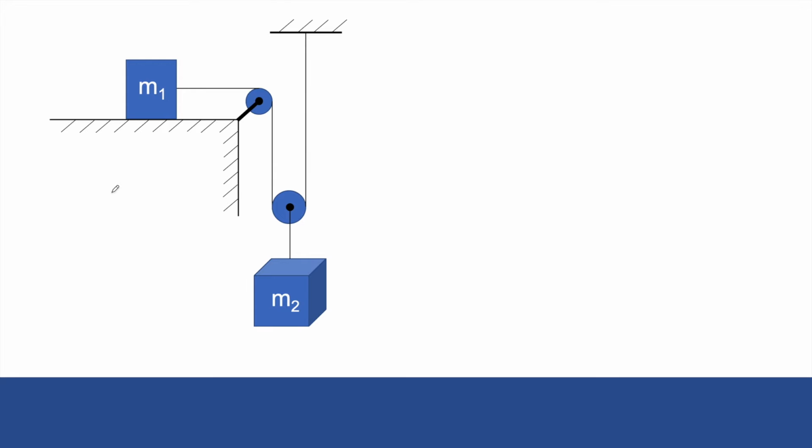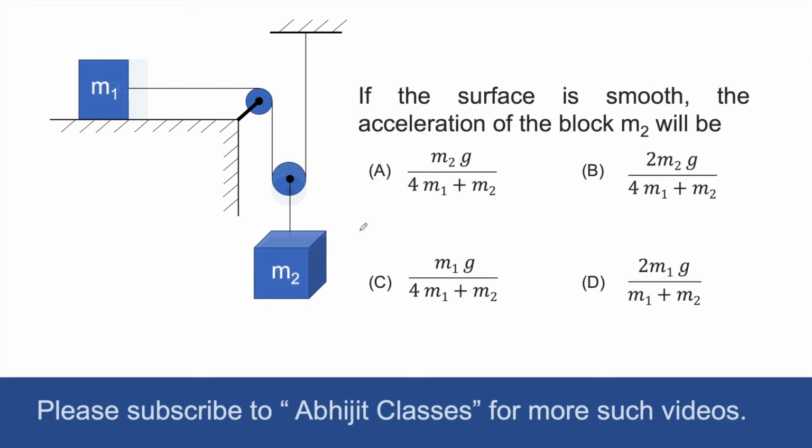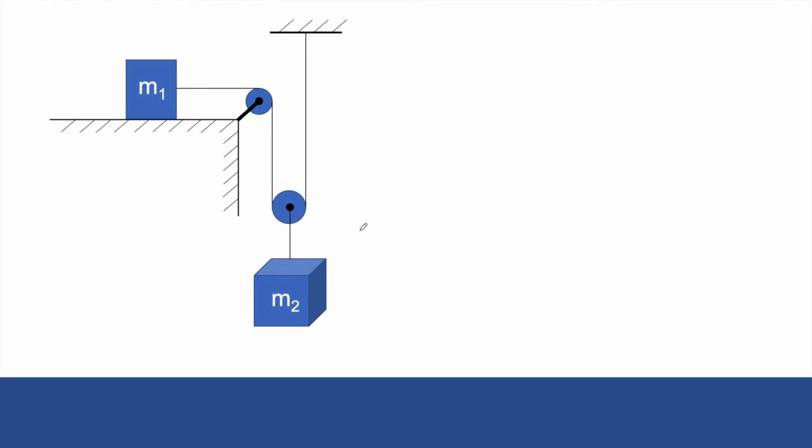Now as you can see, the system moves in this manner. I will show you again, that the block m2 moves downward, and due to the downward motion of the block m2, block m1 translates towards right. Now we need to find the acceleration of block of mass m2.